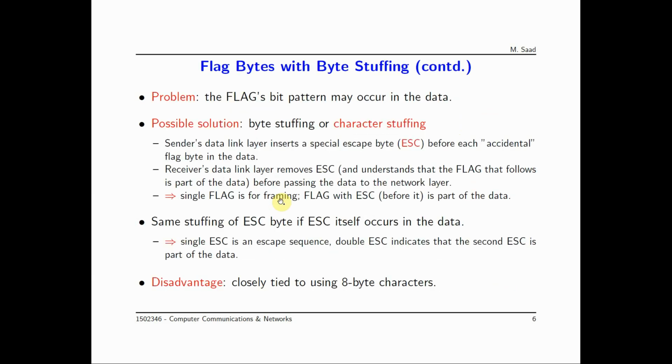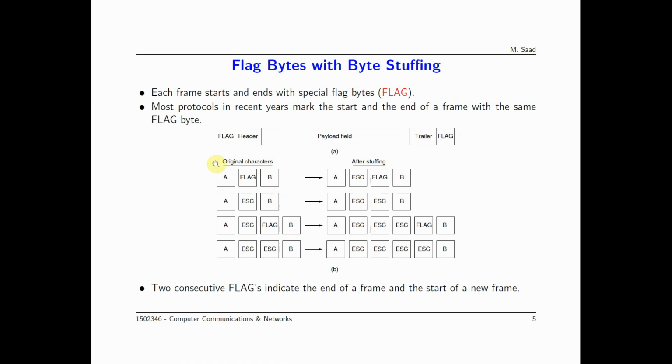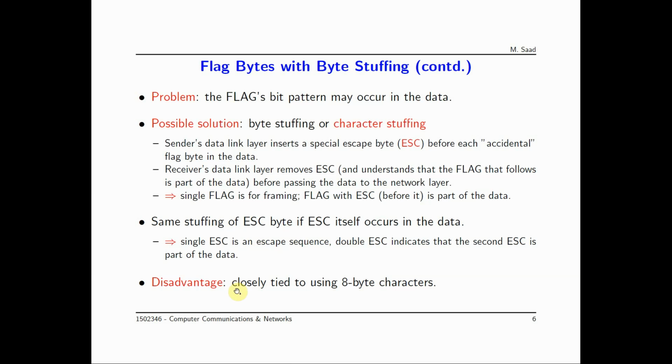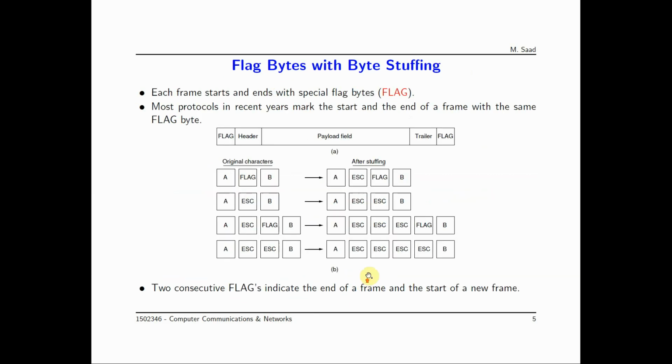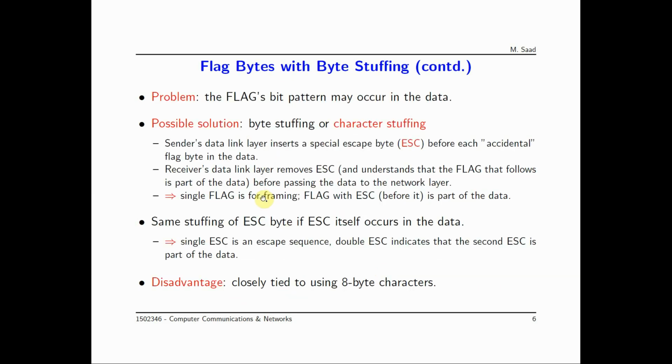It works well. However, we have some disadvantages. The first disadvantage is that we are dealing with special characters, flag and escape, and these characters have 8 bits, right? So this technique itself is closely tied to using 8-bit characters. What if my frame consists of characters that have different lengths or not necessarily 8-bit characters? Then this method might not be very suitable.